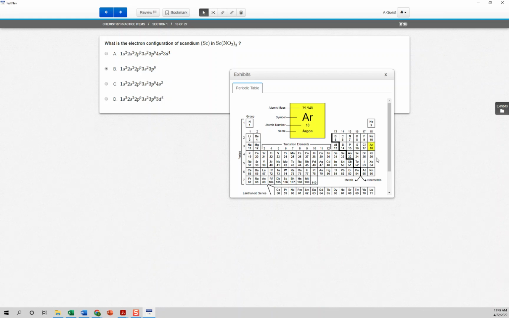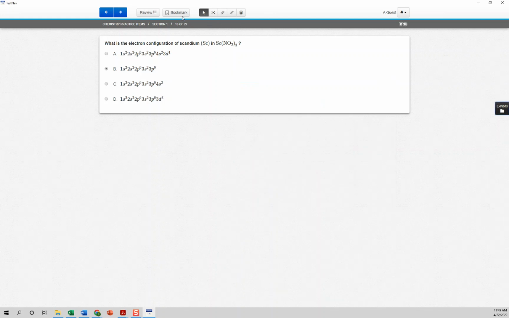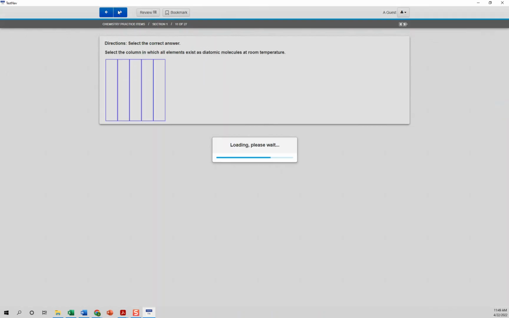So if they said bromine, but it was in a compound, I wouldn't write the configuration for bromine. I would write the configuration for krypton. If it asked for sodium, but it was sodium in sodium chloride, I wouldn't do neutral sodium. I would go back 1 space, and do neon. Okay? All right, so moving on.